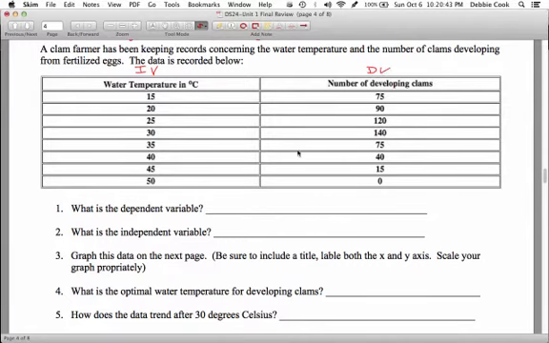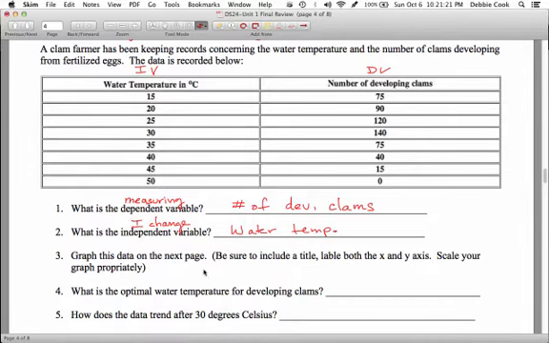So when I look at number 1, it's asking what is the dependent variable. The dependent variable is what I'm measuring. So I'm going to go ahead and remind myself of that again. So it's what we're measuring or collecting data on. And I know that this is going to be number of developing clams, because I've already isolated it here in my data table. For number 2, I'm asking what is my independent variable. My independent variable is what I change. So if I'm the clam farmer, I'm changing the water temperature. So water temperature is going to be my IV.